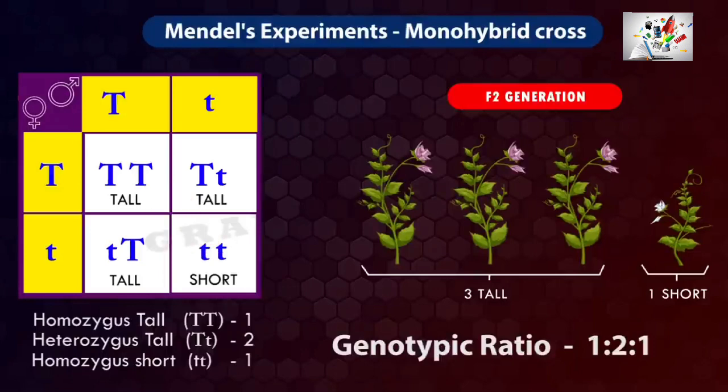Next we have 2 capital T small t. These are heterozygous tall, meaning they have one dominant and one recessive allele, one capital T, one small t. Next we have one small t, small t. This is homozygous short. Here both the alleles are short. So this is a pure breed of short pea plant. So the genotypic ratio of the F2 generation is 1:2:1.